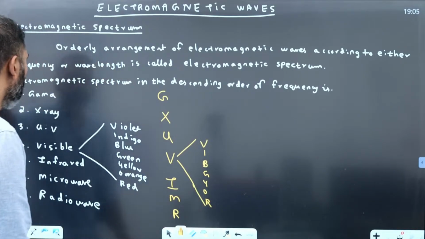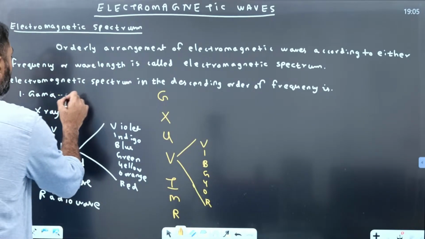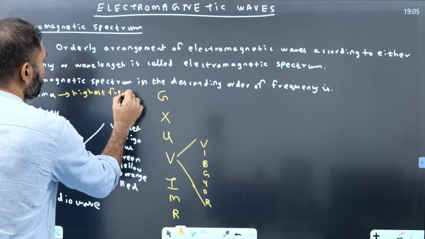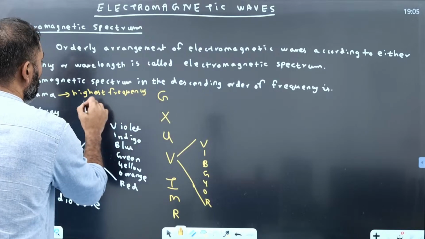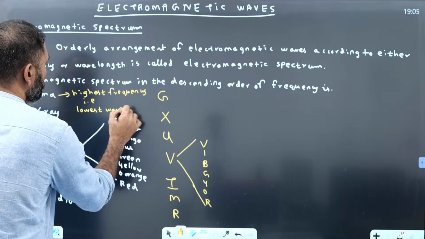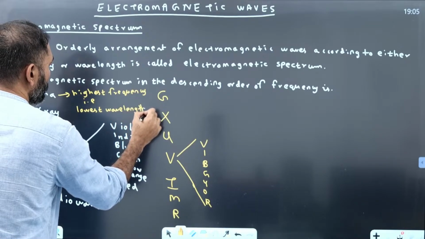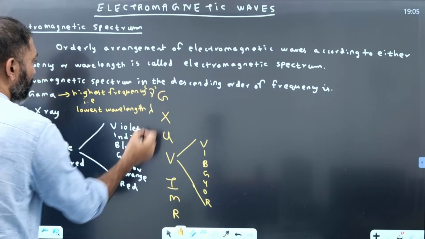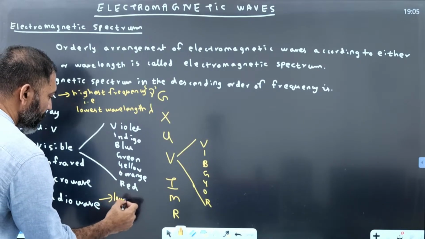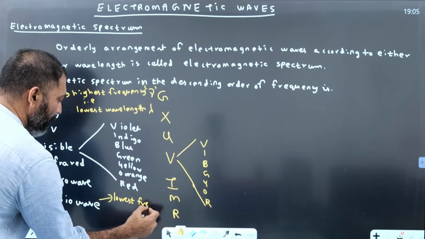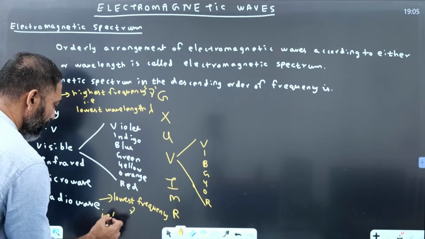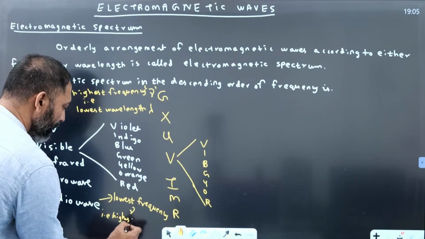Remember, gamma rays have the highest frequency, that is, the lowest wavelength. Highest frequency nu, that is lowest wavelength lambda. Radio waves have the lowest frequency nu, that is the highest wavelength lambda.